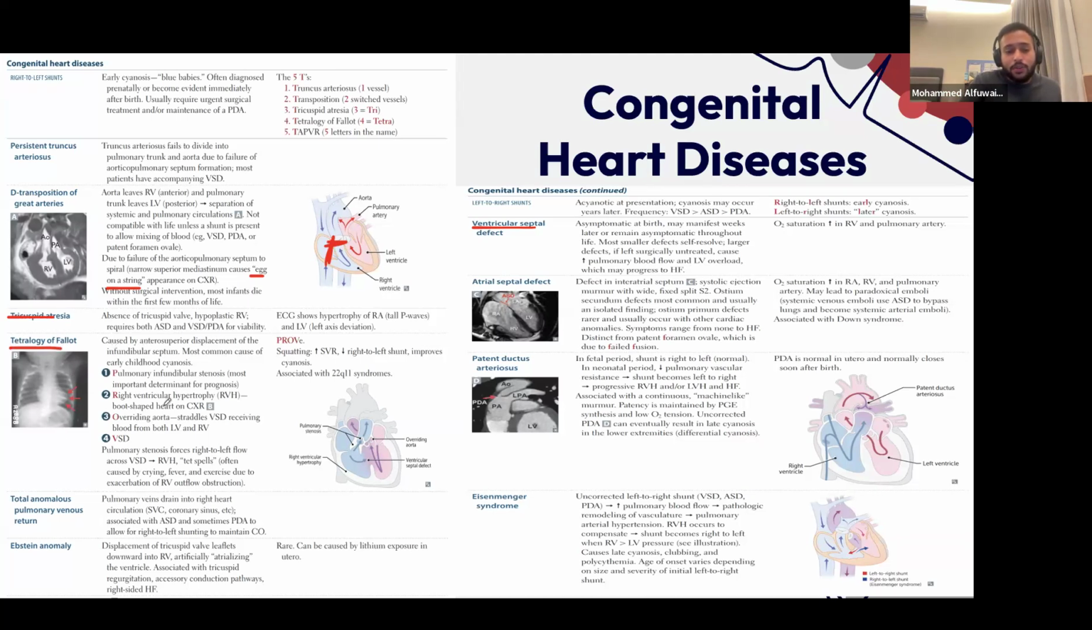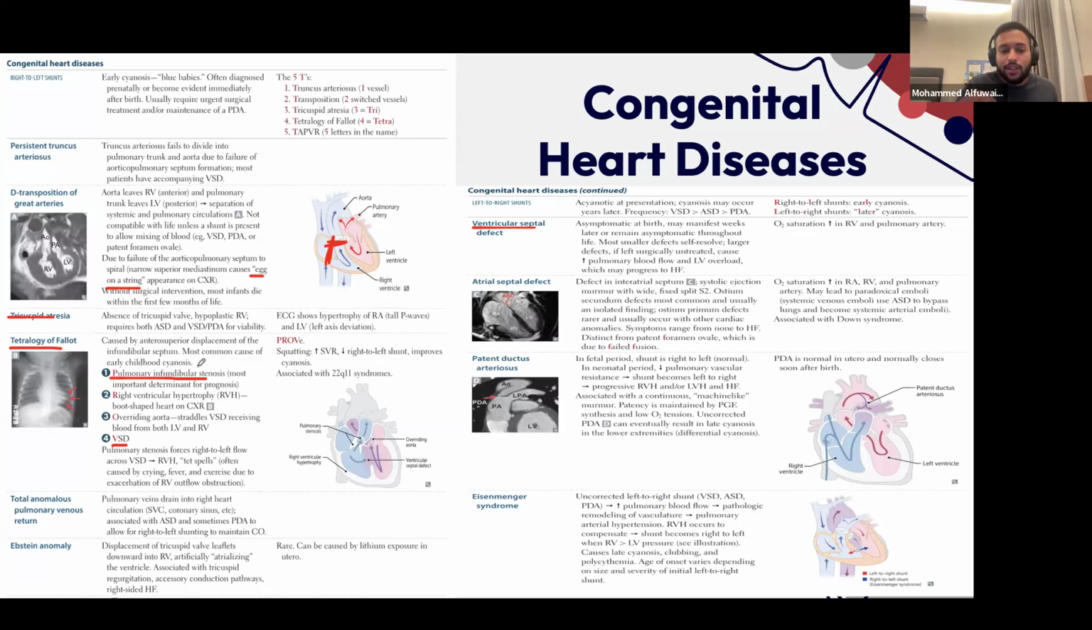Tetralogy of Fallot is the most important one from all of these right to left shunt ones, and it's 4 things: the pulmonary and infundibular stenosis, okay, right ventricular hypertrophy, overriding aorta, and VSD. From all of these, the thing that actually causes the most symptoms is the pulmonary stenosis, okay?